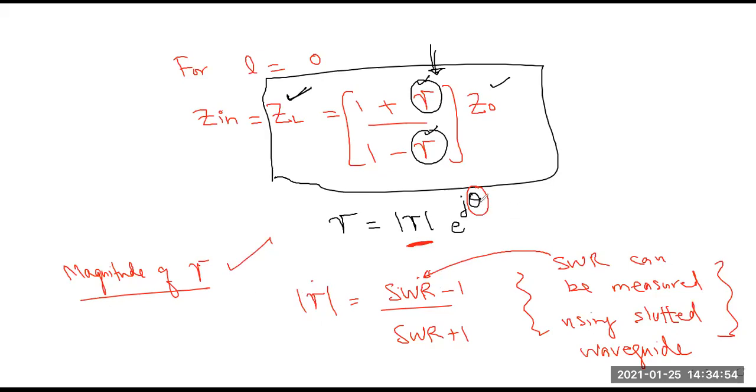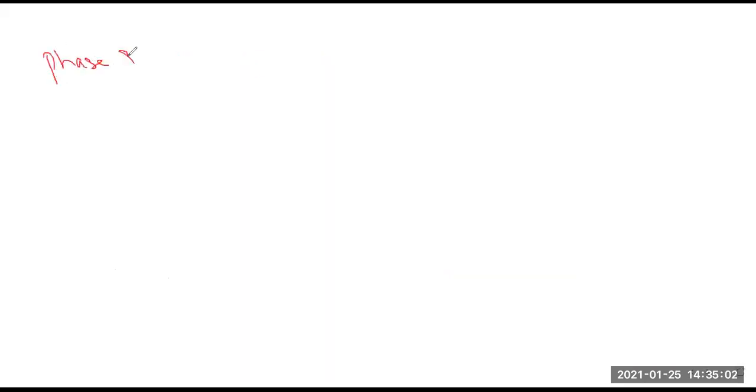Now the next unknown is phase. What is the value of theta? The phase of the reflection coefficient, the phase of gamma.